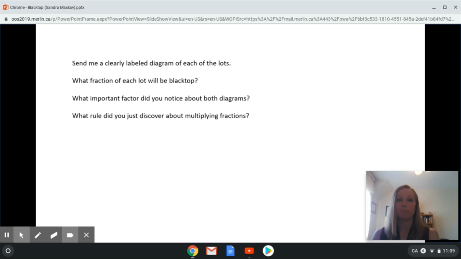After that, once you compare the two of them, you're going to tell me what important factor you noticed about the two diagrams, meaning what do they have in common? Once you do this, it should pop out at you and be fairly obvious. Then I want you to tell me what rule you just discovered about multiplying fractions. So your assignment today is to do those 4 questions and get them to me.